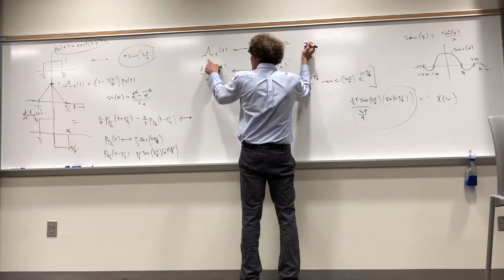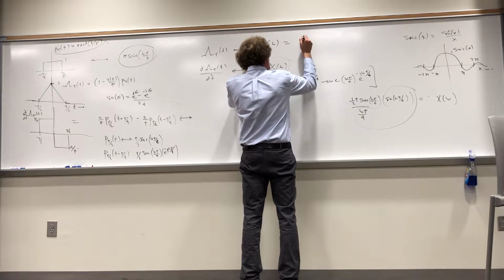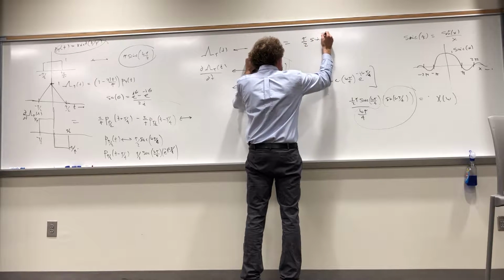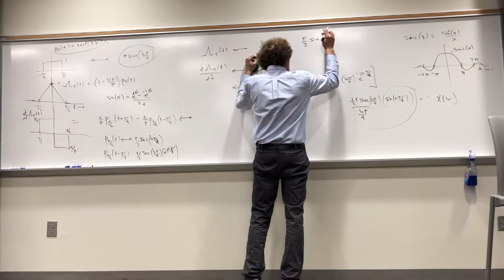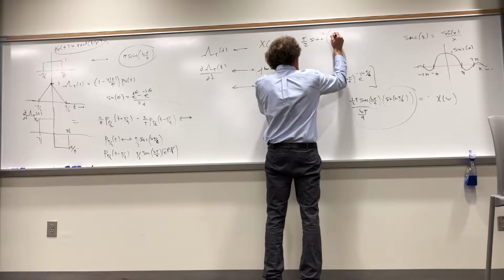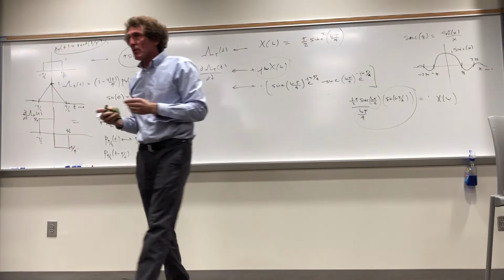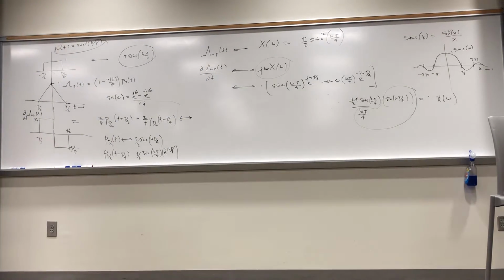which is the transform of the triangle waveform, is tau over 2 times the sinc squared of omega tau over 4. So instead of, the pulse was what? Tau times the sinc of omega tau over 2. The actual triangle is tau over 2 times the sinc squared of omega tau over 4.